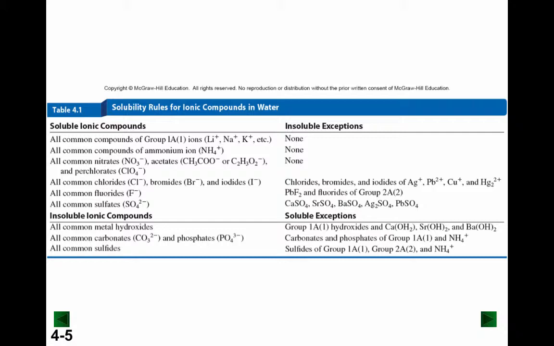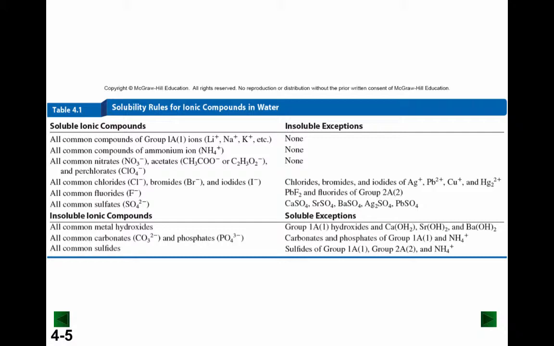The table is broken up into 2 parts, soluble ionic compounds and insoluble ionic compounds. The rule is given first, followed by any exceptions to the rule. The first rule states that any compound that contains a group 1 metal or the ammonium ion will always be soluble, no exceptions. The second rule states that all compounds that contain the nitrate ion, the acetate ion, and most perchlorate ions will always be soluble.